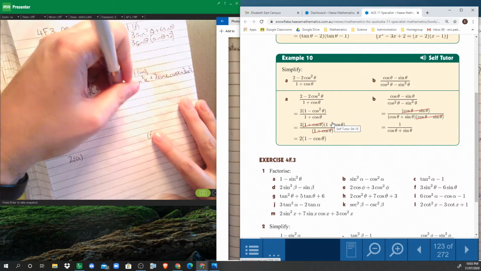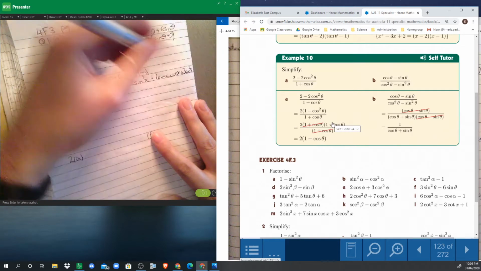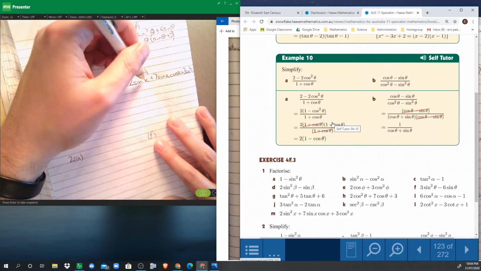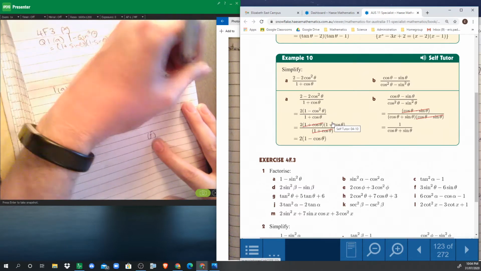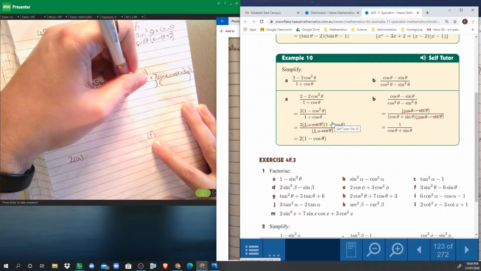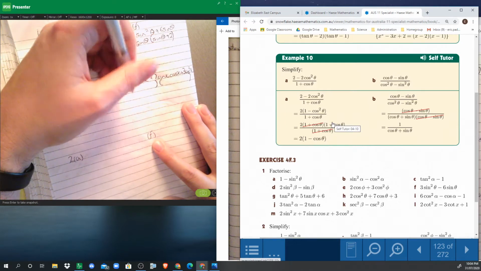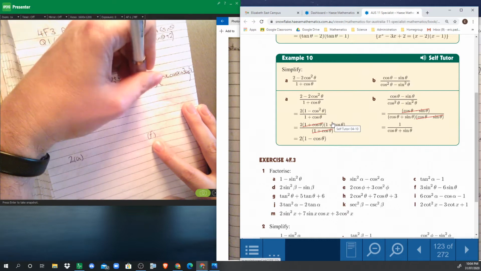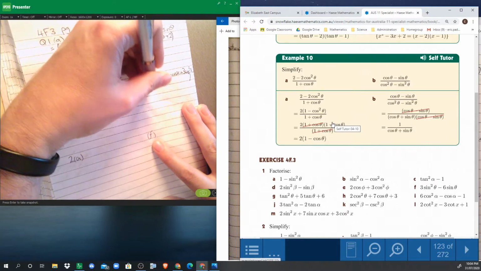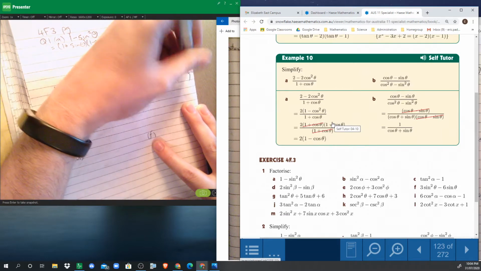Okay. Let's just make a bit more space for ourselves. All right. So we have the two brackets. We've got a number of sine x and a number of cosine x. So it's something sine x plus something cosine x, and sine x plus cosine x.